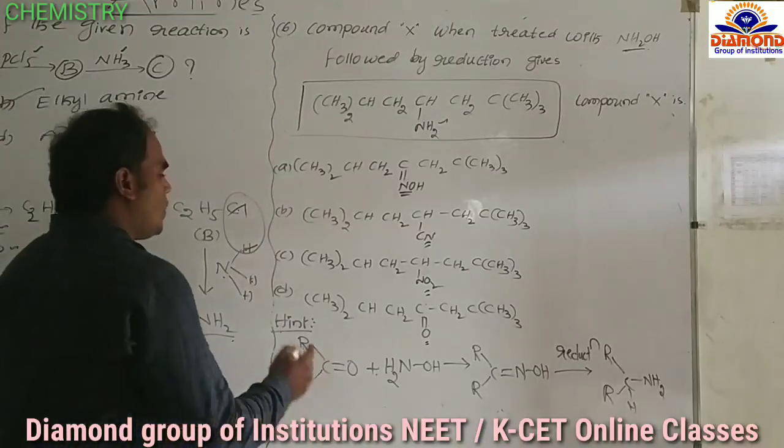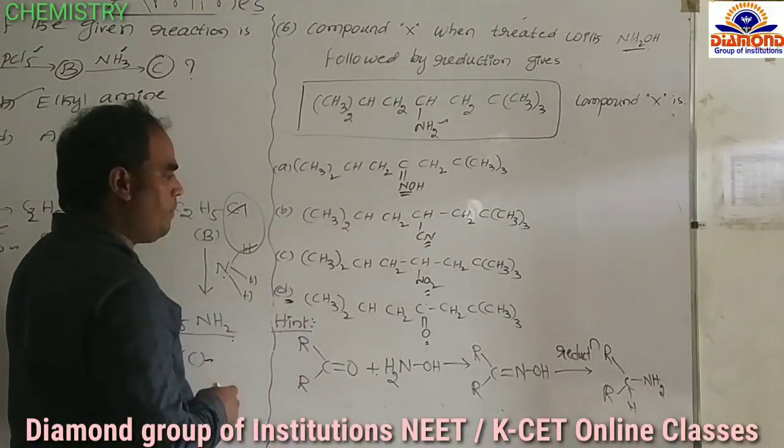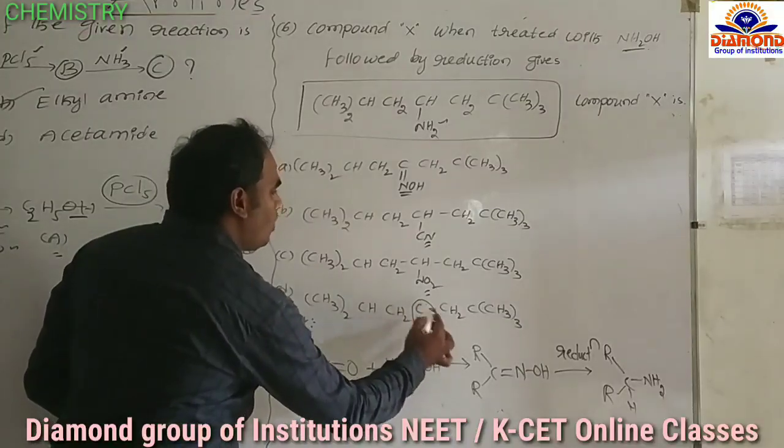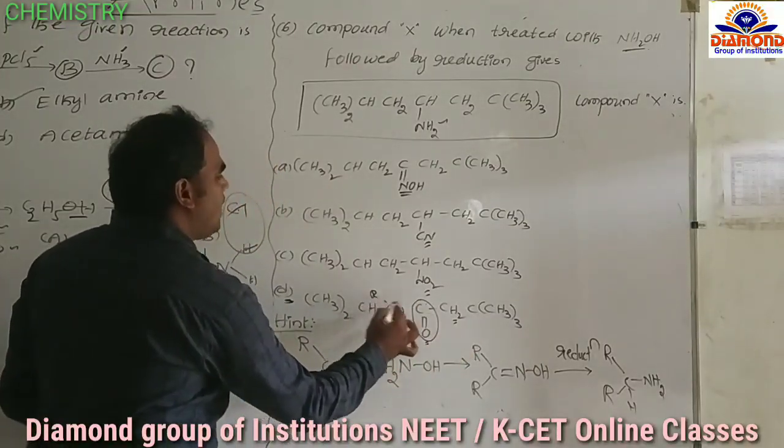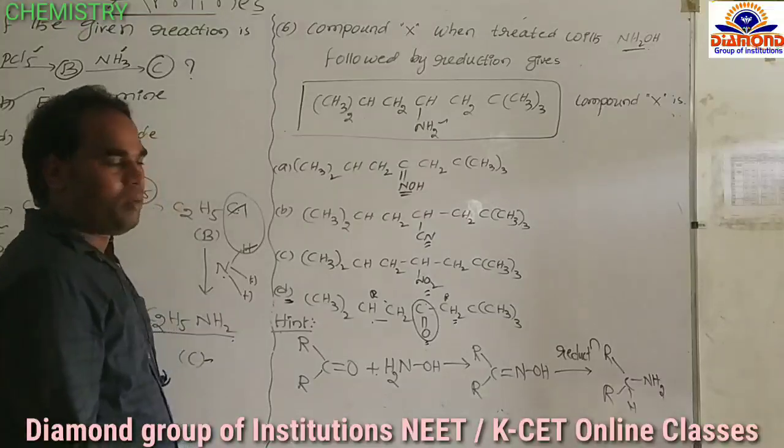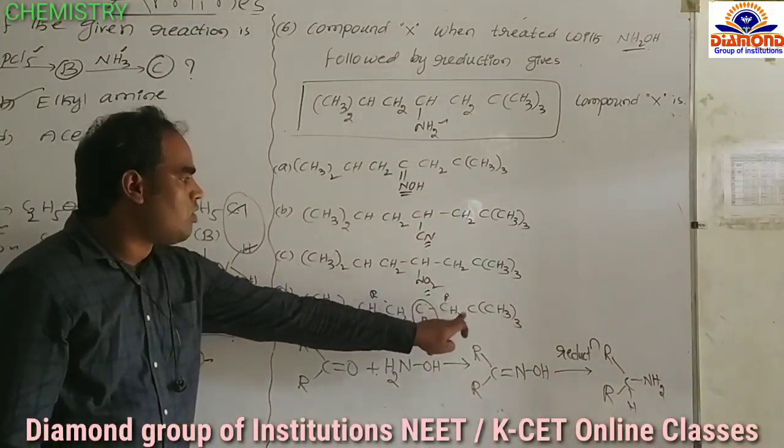See here, students, maybe option D. To this C double bond, on both sides there are R and R groups. So here R equals this part, and R equals this part.